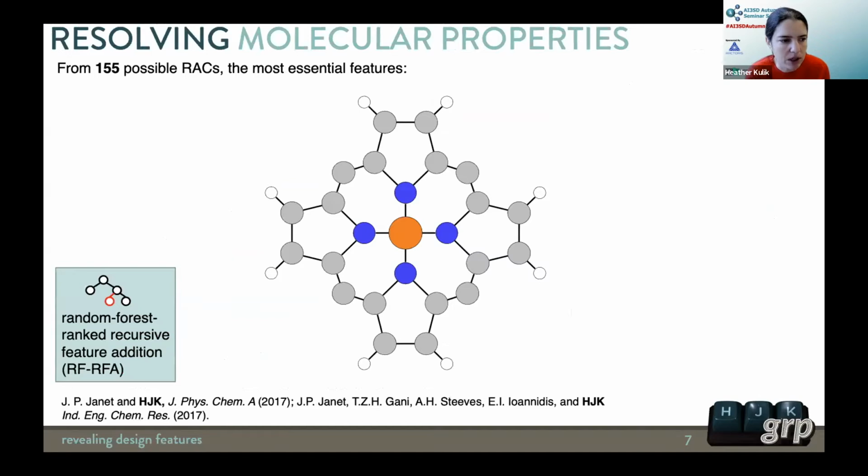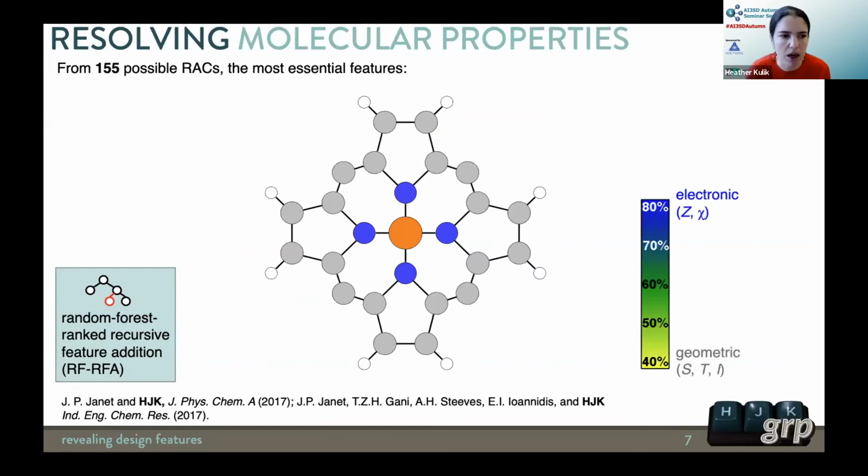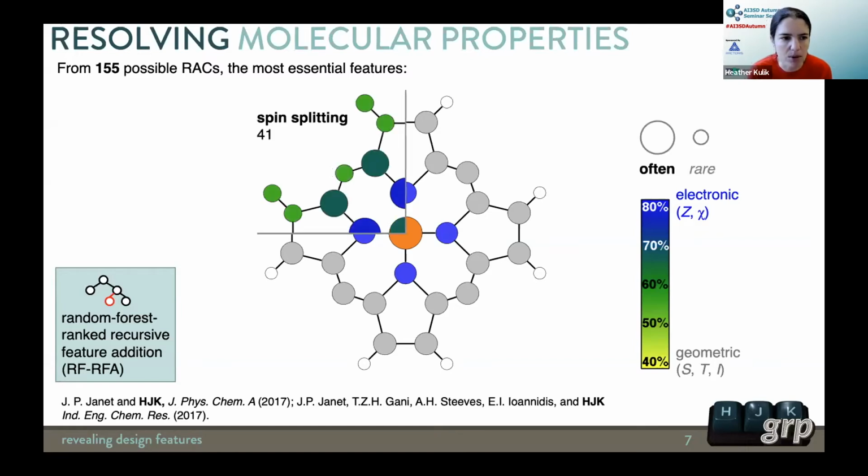And so this is what I'm showing here. This is an abstraction on a porphyrin, but it refers to the most important features for predicting properties across data sets of a few thousand molecules. And I'm going to color the atoms blue if electronic properties matter more. I'm going to color them yellow if geometric properties matter more. I'm going to make the atoms big if they're important and small if they're unimportant. And so for spin splitting, what we learn is exactly what I showed earlier, that crystal field theory or ligand field theory works. What matters most is the metal center and the electronic environment immediately around.